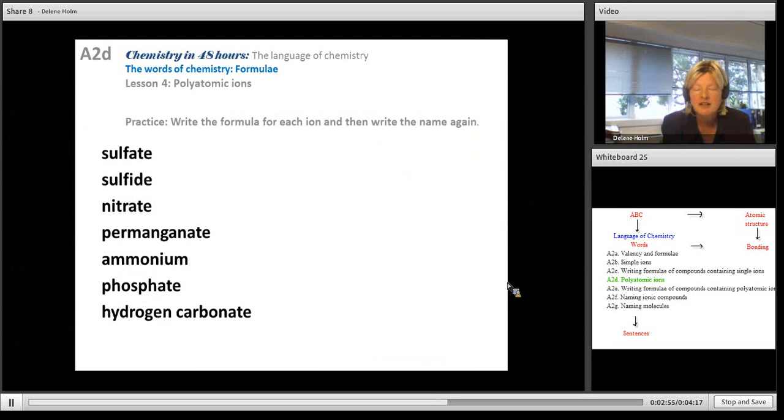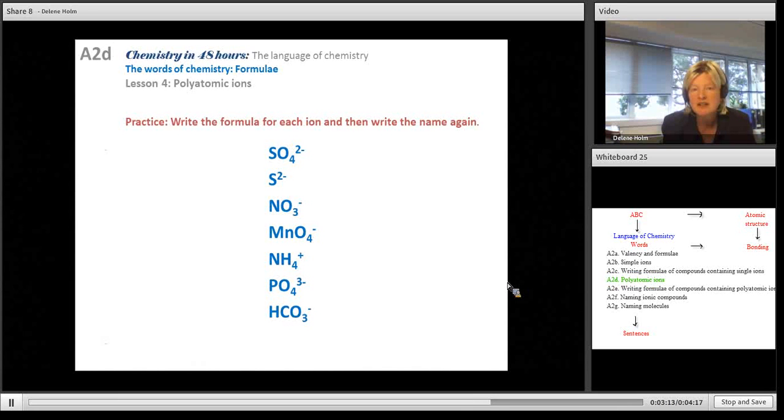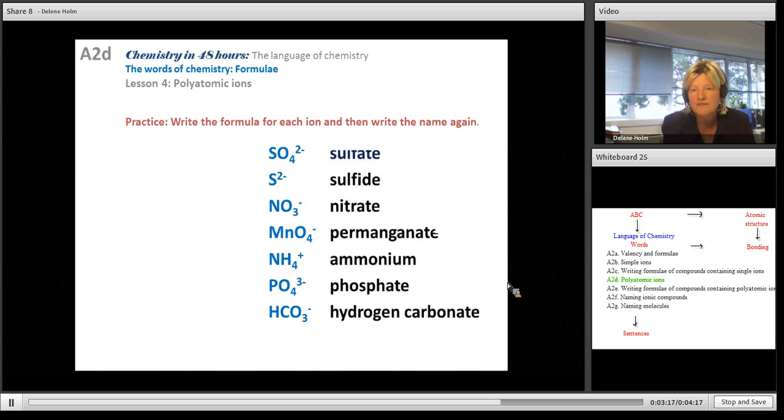So let's pause the video and practice and see if you can first write the formula for the ion, then hide the names, and then write the name again. Here are the answers, and I hope you got them all right. And remove the names. Can you work out the name again? There they are. So keep practicing until you know them.